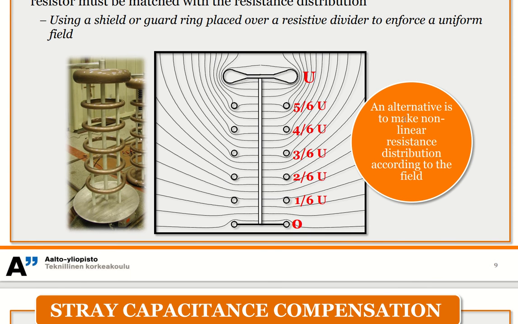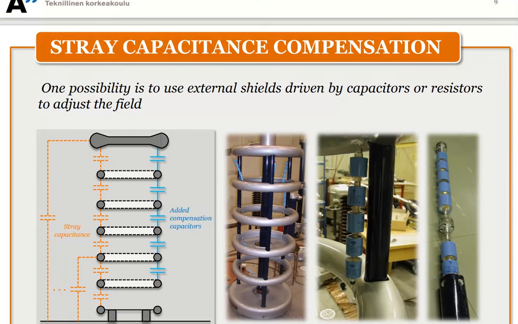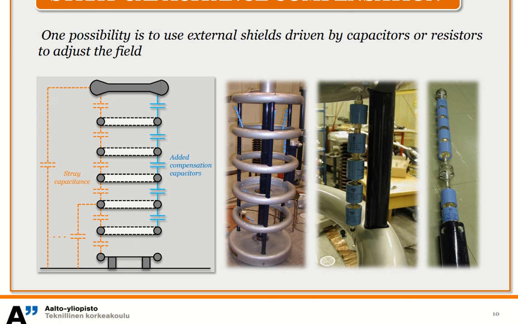An alternative is to make a non-linear resistance distribution according to the field. Okay, this is for the stray capacitance compensation. One possibility is to use the external shield. Okay, the external shield driven by capacitor or resistor to adjust the field.